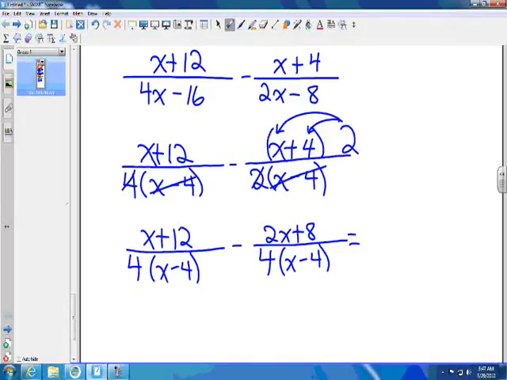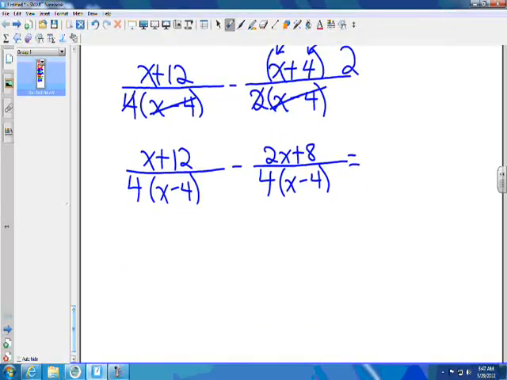And now we combine like terms. Because we already have 4. Did you have a 4? See, there's nothing different. So we have x minus 2x. That would be negative x. And 12 minus 8 plus 4 all over 4 times x minus 4.